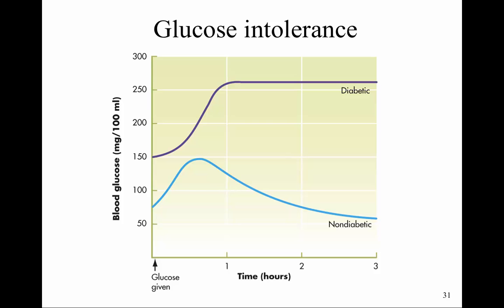If you're a diabetic, first of all, your glucose is going to be starting higher. Okay? And then your response is going to go up. There's no signal for those cells to take up glucose. So it just kind of hovers really high here. And this has really bad consequences on all sorts of things in your body. And this is basically what's going on.